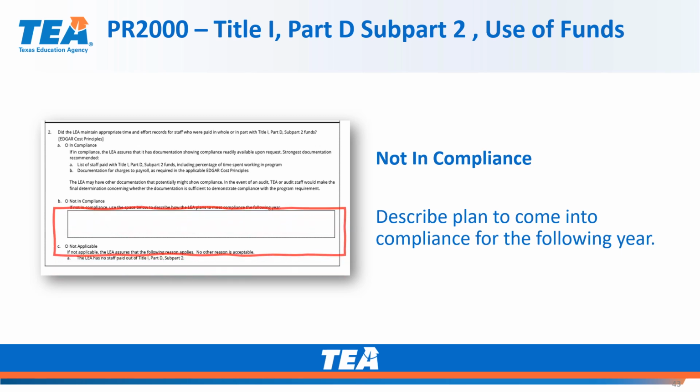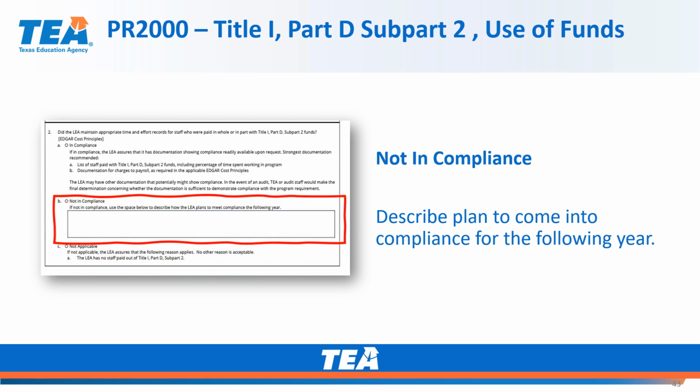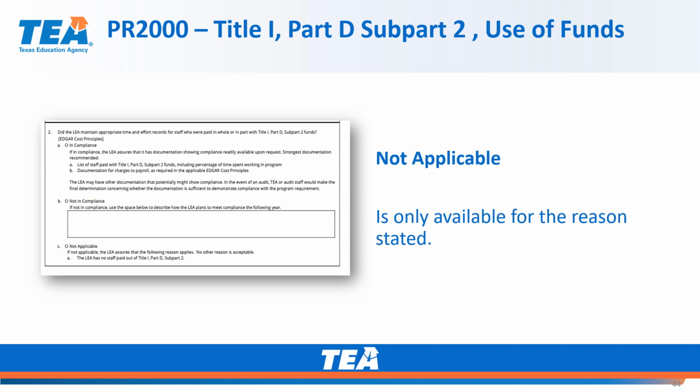If the LEA is not in compliance with the requirement or does not have such documentation, the LEA should select the red button indicating not in compliance and use the space provided to describe how the LEA plans to come into compliance for the following year. Not applicable is only available for the stated reason.